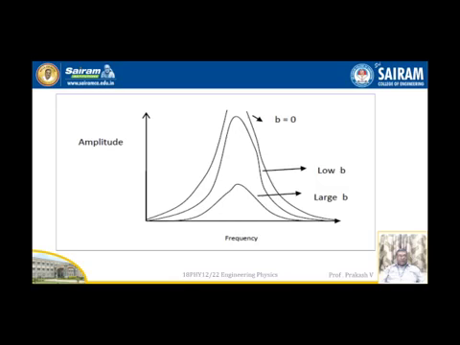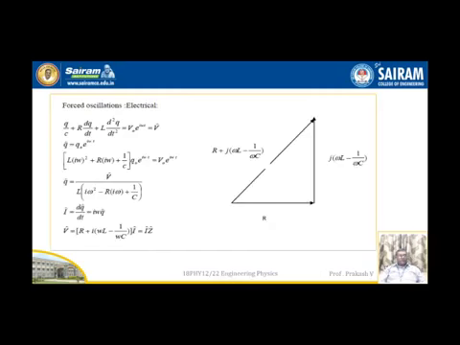Next, here is a chart and we are plotting a graph of amplitude versus frequency, and here you can see three curves. The first curve is for which the value of b is equal to 0, the middle curve is for which the value of b is low, and the last one is for which the value of b is very large.